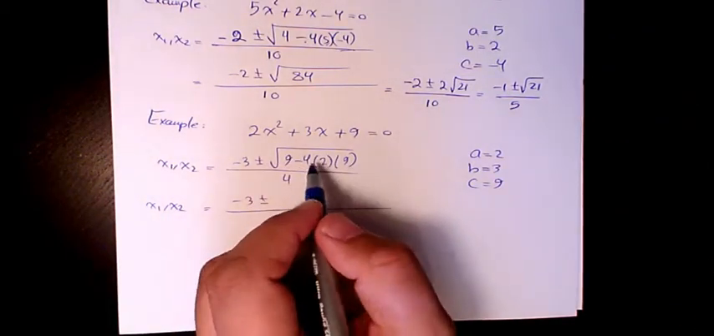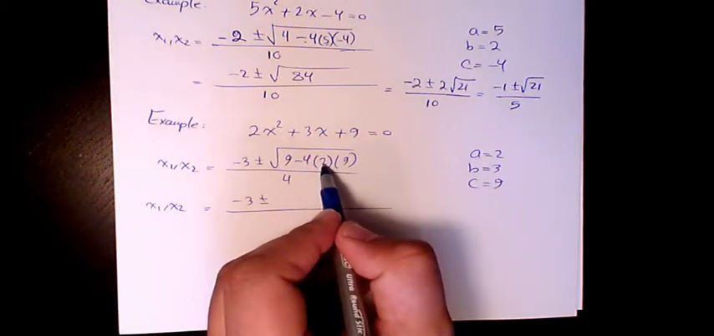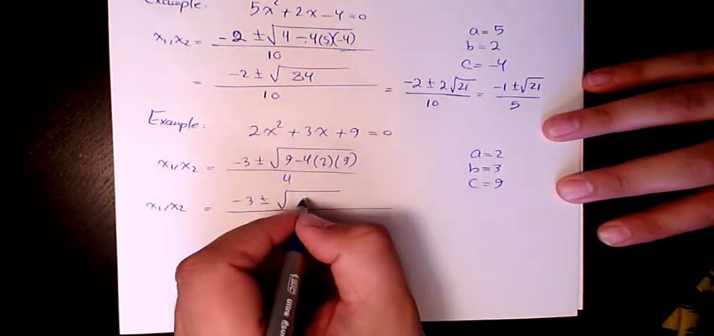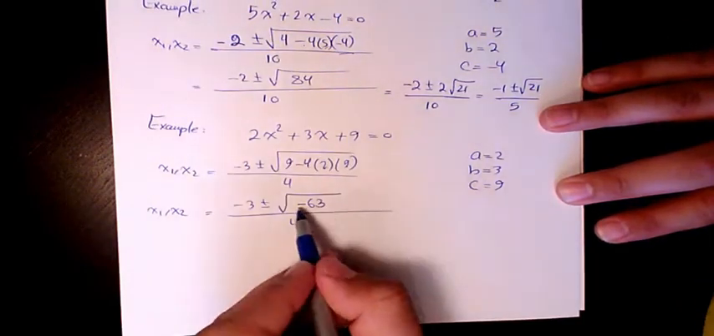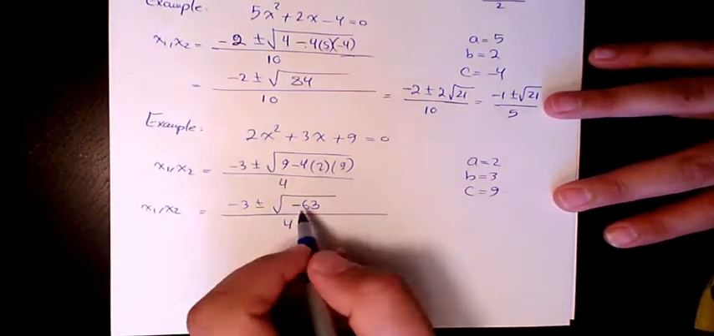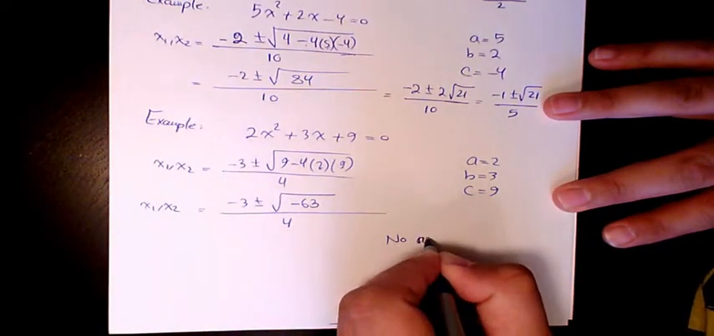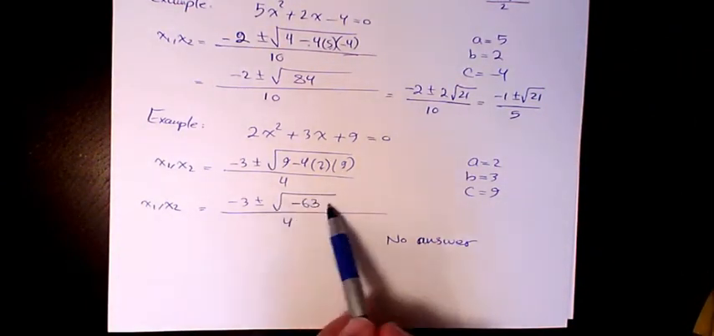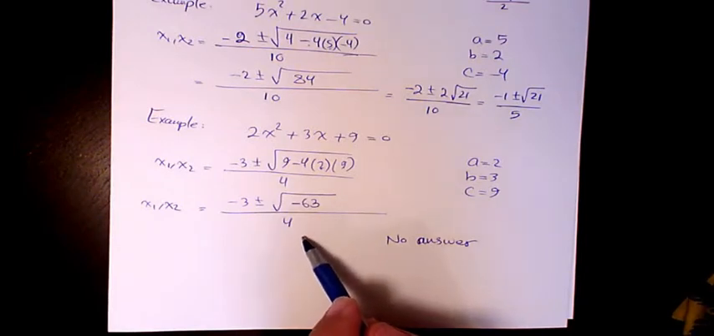So now we have 4 times 2, 8, times 9 is going to be 72. So 9 minus 72 will be negative 63 over 4. As you see here, under the root we have a negative number, so that's not possible. So we can say there is no answer or no solution to this question, because the square root of a negative number is not valid for real numbers.